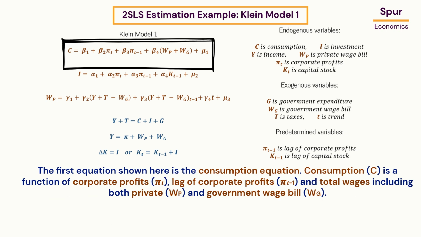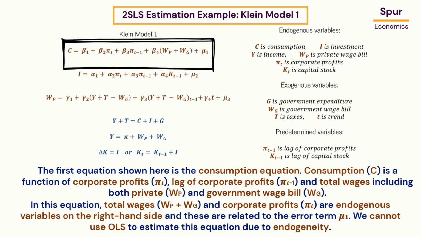The first equation shown here is the consumption equation. Consumption is a function of corporate profits, lag of corporate profits and total wages including both private and government wage bill. In this equation, total wages and corporate profits are endogenous variables on the right-hand side and these are related to the error term mu1. We cannot use OLS to estimate this equation due to endogeneity.